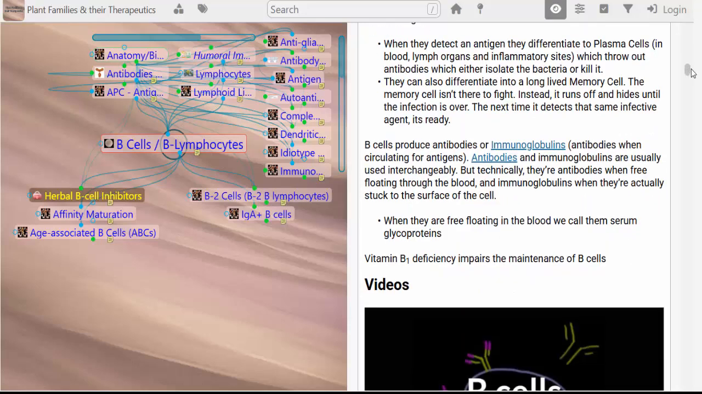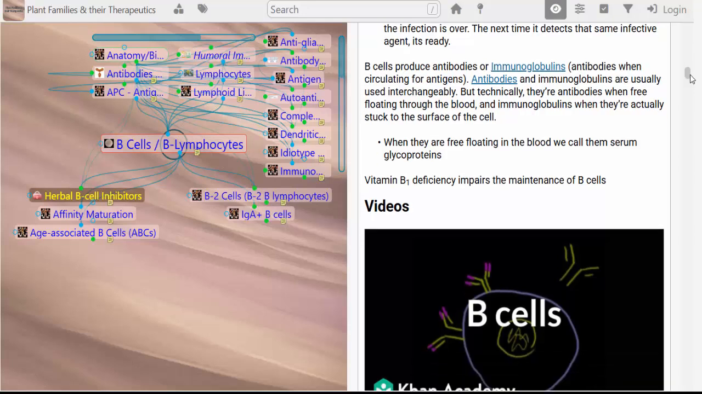B cells produce antibodies, or immunoglobulins. They're called antibodies when they're circulating for antigens. Antibodies and immunoglobulins are terms that are used interchangeably, but technically they're antibodies when free-floating through the blood, and immunoglobulins when they're actually stuck to the surface of a cell. Also, when they're free-floating in the blood, we call them serum glycoproteins. A vitamin B1 deficiency impairs the maintenance of B cells.